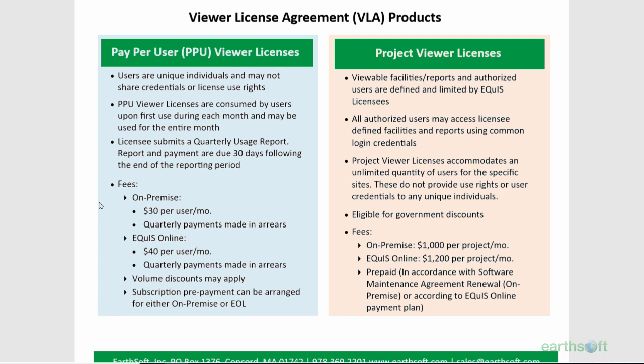So we start with on-premise at $1,000 per month and $1,200 per month for the EQuIS Online viewers, which again are discounted by 25%, so $750 and something like $900. The payments we'll talk about later, of how that works with maintenance renewals. But those are the kind of selections you can have with viewer licensing.